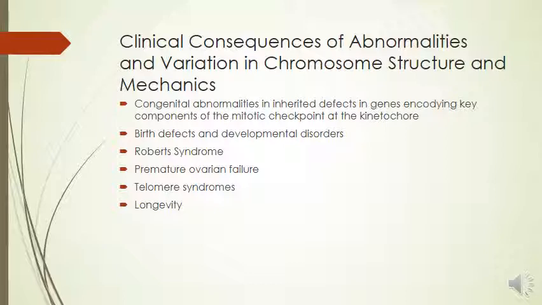Some of the clinical consequences of abnormalities and variation in chromosome structure and mechanics are that you can have birth defects and developmental disorders, Roberts syndrome, premature ovarian failure, telomere syndromes, and effects on longevity, as well as congenital abnormalities and inherited defects in genes encoding the key components of the mitotic checkpoints at the kinetochore.